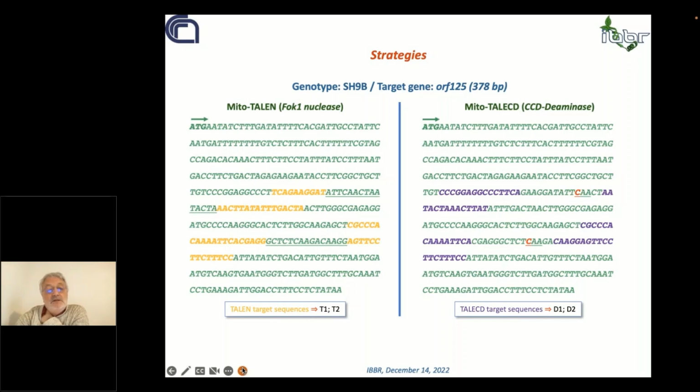So on the left, we designed two TALE sequences in two sites, the yellow ones, and in between them, underlined, is the site where FokI induces the cut. On the right, you can see in yellow and violet the two sites for two TALE sequence pairs, and in red is the C that we hope to convert into T in order to induce a premature stop codon, TAA, in place of the CAA shown here.